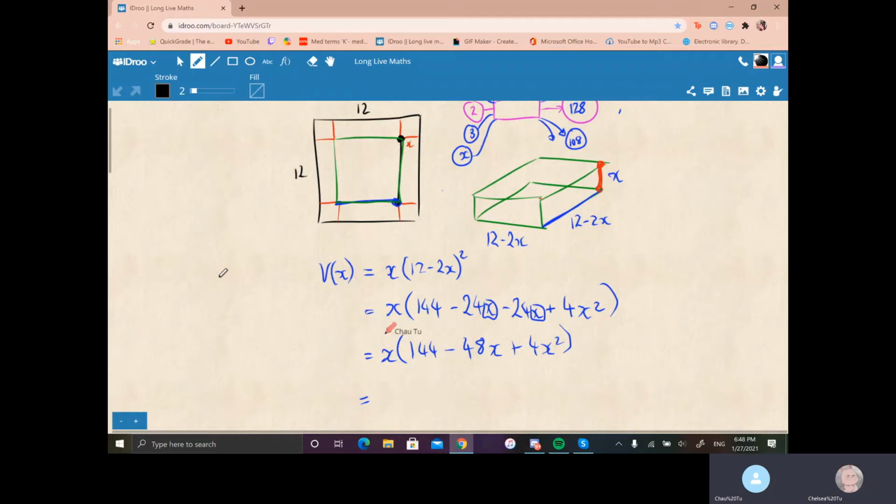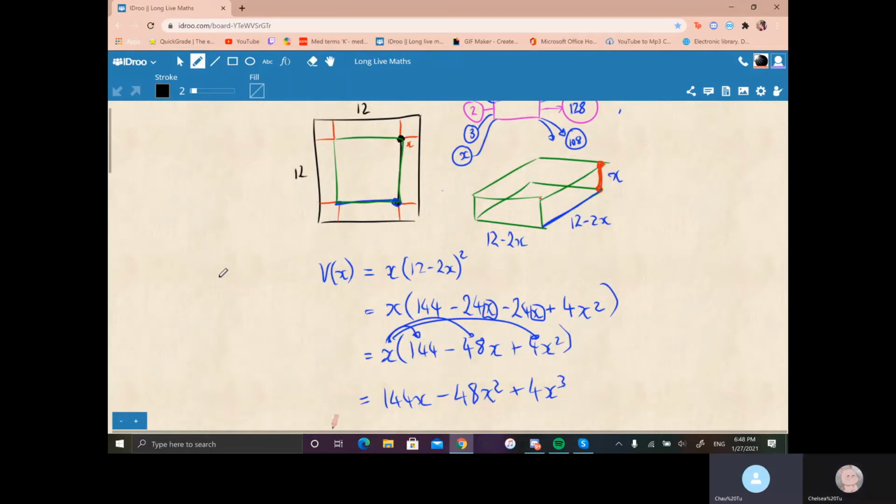I don't know what you mean. Let's get this times this times this, and this times this. Is that okay? 144x minus 48x squared minus 48x squared. And then what? Plus 4x to the power of 3. Yeah. Is this what you meant earlier, where you put this in front? So it looks nice. Mm-hmm.